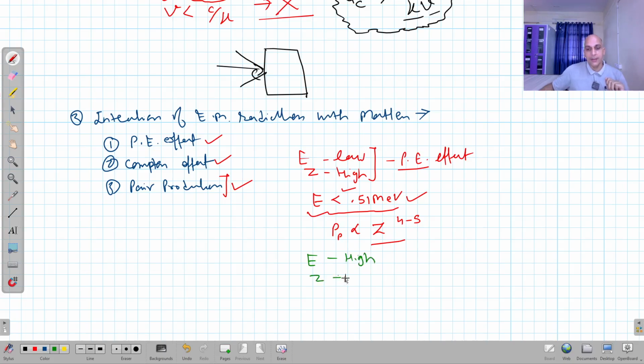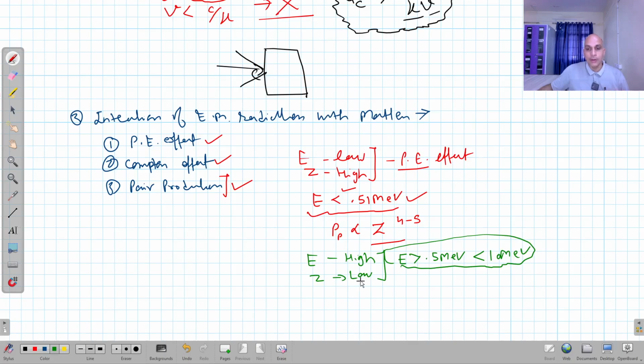Z should be low, right? Now, what does high mean? High means the energy range is greater than 0.5 mega electron volt, but less than 10 mega electron volt. So, if the energy is in this range, then we get the Compton effect, right?